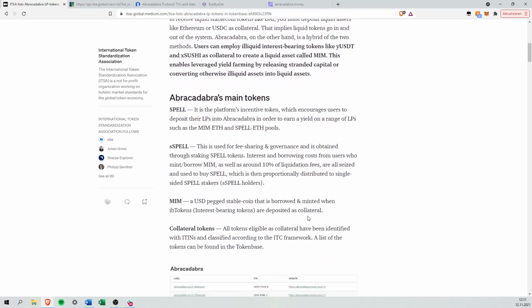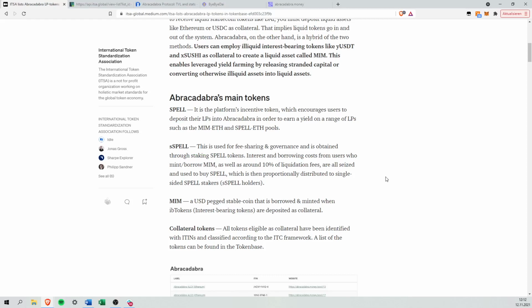So let's take a look at what the main tokens in the Abracadabra protocol are. First we have Spell. Spell is the governance token. With that you can vote. However, for that you have to stake it to receive sSpell, which is staked Spell. And sSpell can be used for the voting within the protocol.